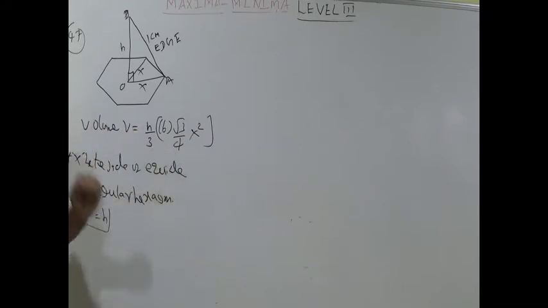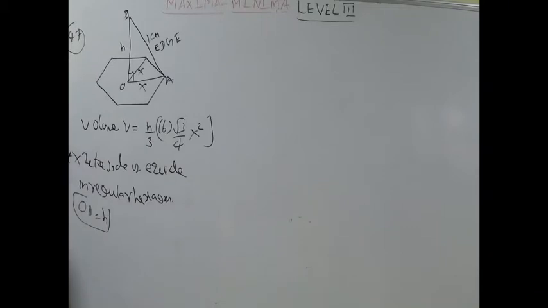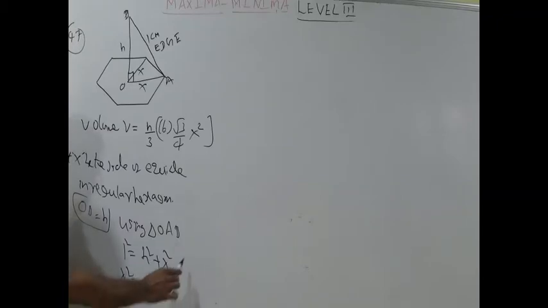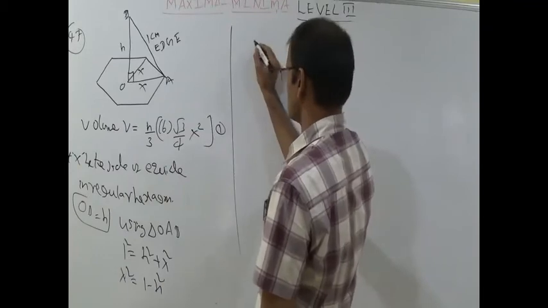Equilateral triangle area is root 3 by 4 a square. We take this as root 3 by 4 x square. Using the right angle triangle OAB, we know that 1 square is equal to h square plus x square. So x square can be written as 1 minus h square. Instead of x square we can write 1 minus h square.